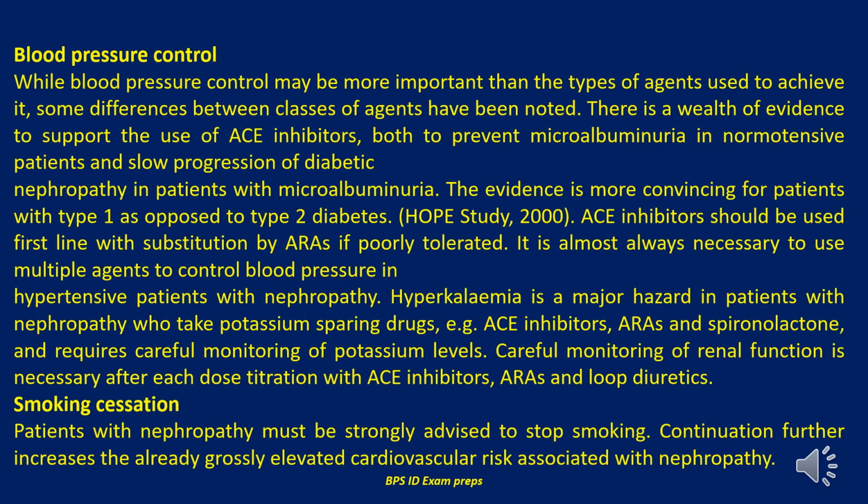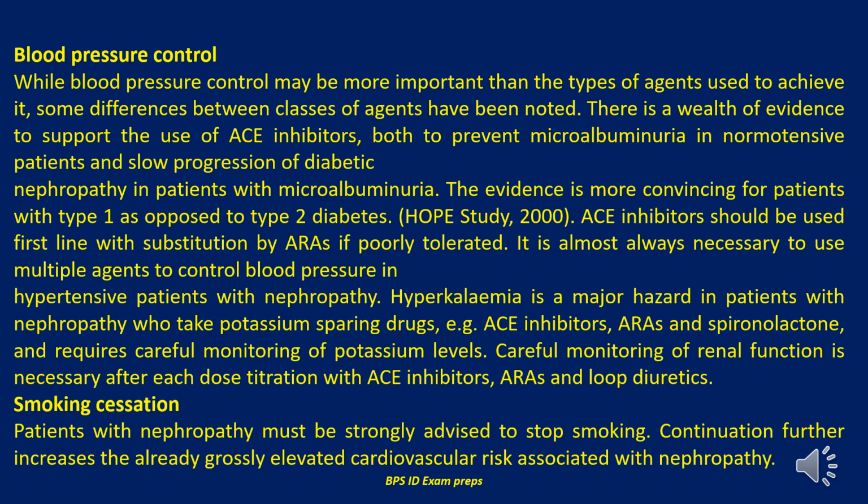Regarding blood pressure control, while blood pressure control may be more important than the types of agents used to achieve it, some differences between classes of agents have been noted. There is a wealth of evidence to support the use of ACE inhibitors, both to prevent microalbuminuria in normotensive patients, and slow progression of diabetic nephropathy in patients with microalbuminuria. The evidence is more convincing for patients with type 1 as opposed to type 2 diabetes. That is the HOPE study, of 2000.